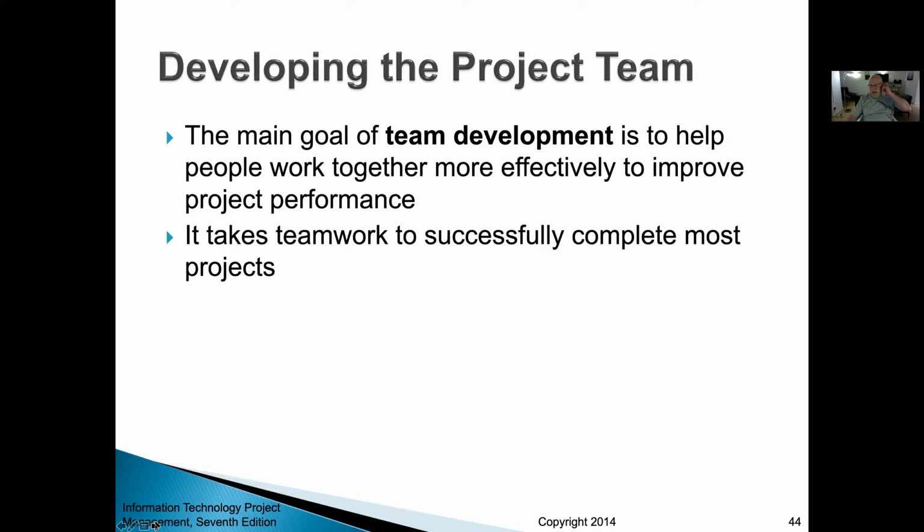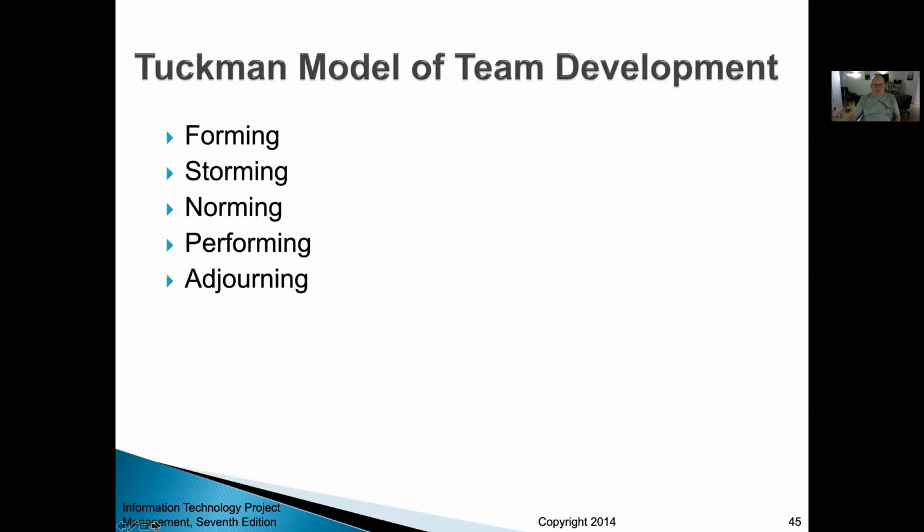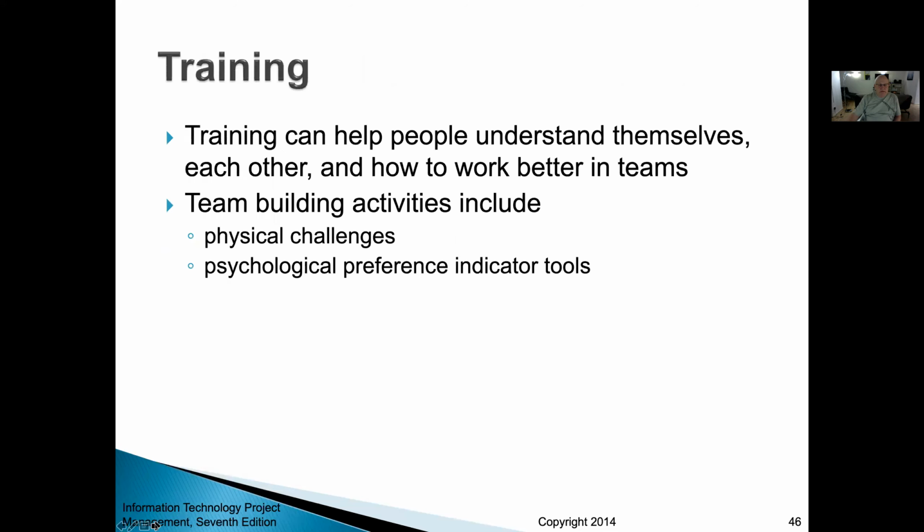So how do you develop your team? Well, the main goal of team development is to help people work together more effectively to improve project performance. It takes teamwork to successfully complete most projects. This is the Tuckman model of team development: forming, storming, norming, performing, adjourning. Some of your discussion posts showed some of those examples. Training.